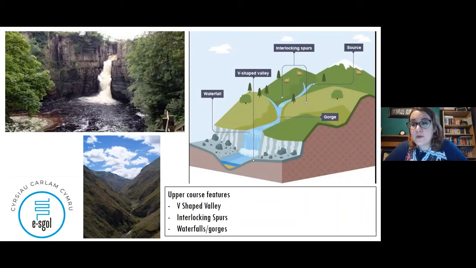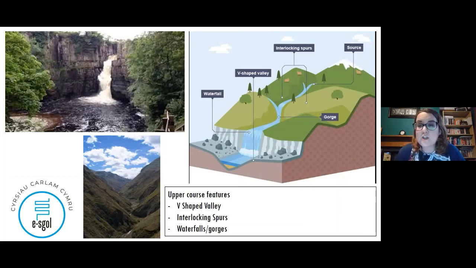As stated earlier, these three processes of erosion, transportation, and deposition impact the features we find in each course of the river. So in our upper course of the river, we will find V-shaped valleys, interlocking spurs, waterfalls, and gorges. And as the river erodes the landscape in the upper course, it winds and bends to avoid areas of more resistant rock. This creates our interlocking spurs, and they look a little bit like the interlocking parts of a zip. When a river runs over alternating layers of more resistant and less resistant rock, rapids and waterfalls may also form.